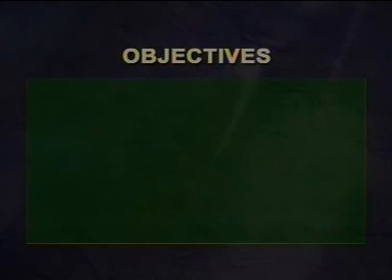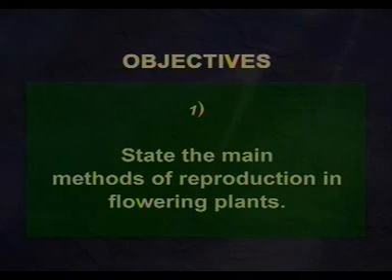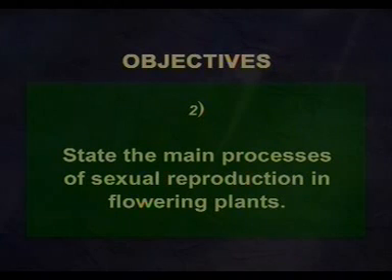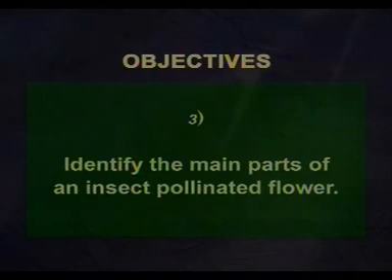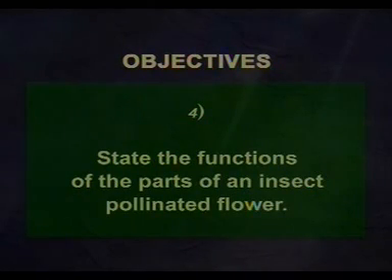I'm very sure that by the end of the lesson, you should be able to: 1. State the main methods of reproduction in flowering plants. 2. State the main processes of sexual reproduction in flowering plants. 3. Identify the main parts of an insect-pollinated flower. 4. State the functions of the parts of an insect-pollinated flower.